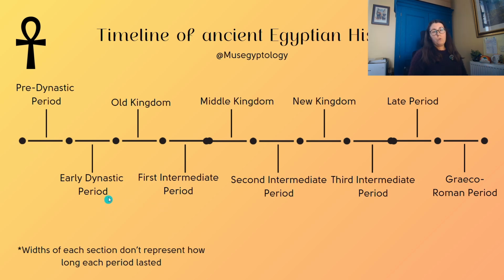So these labels represent broad time periods, and each period is subdivided with several dynasties, which we'll talk about in a minute.